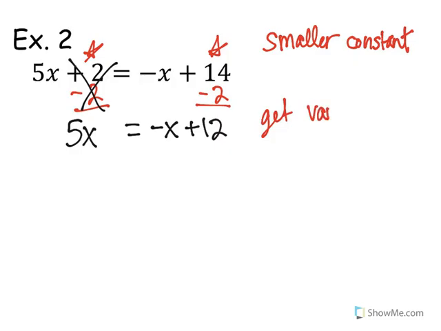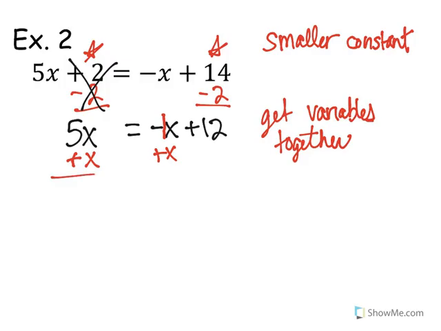Next step. Get the variables together. So how am I going to get the variables together, Darius? Add x both sides. Good. And realize this is like a 1x, but we don't need to put the 1. So I'm going to do plus x to move this 1 to the left. Well, my x's cancel. 6x equals 12. Now it's looking easier.